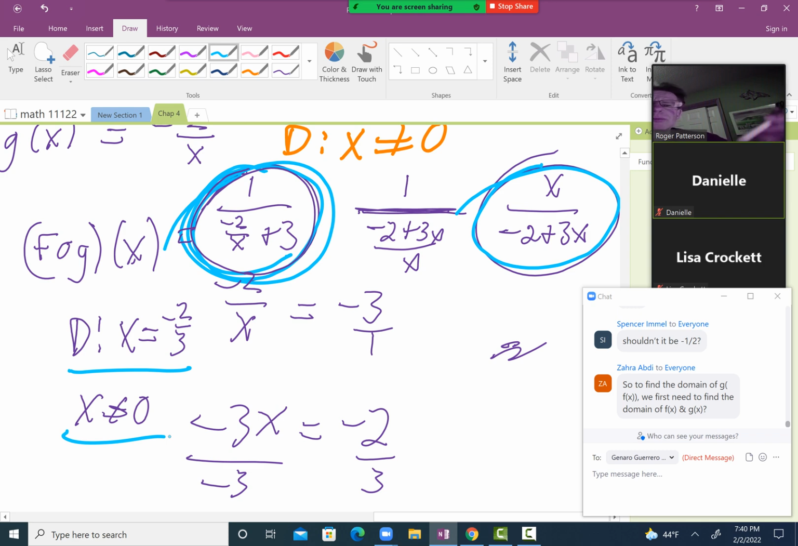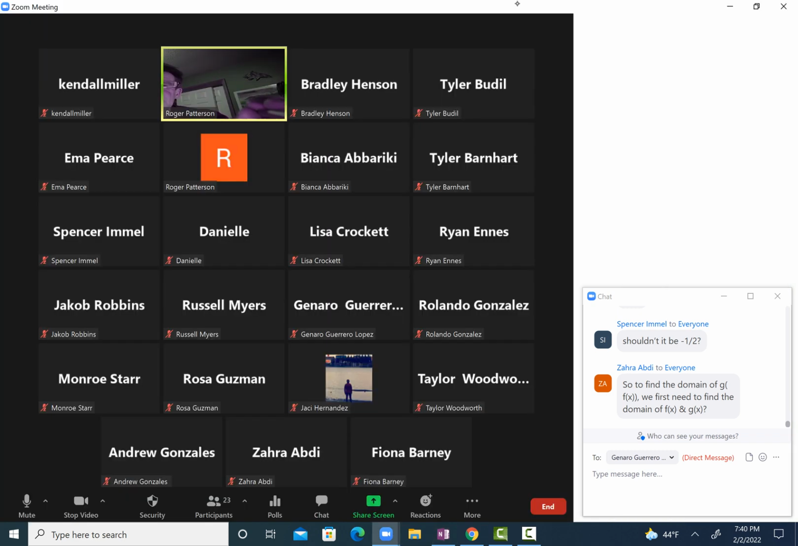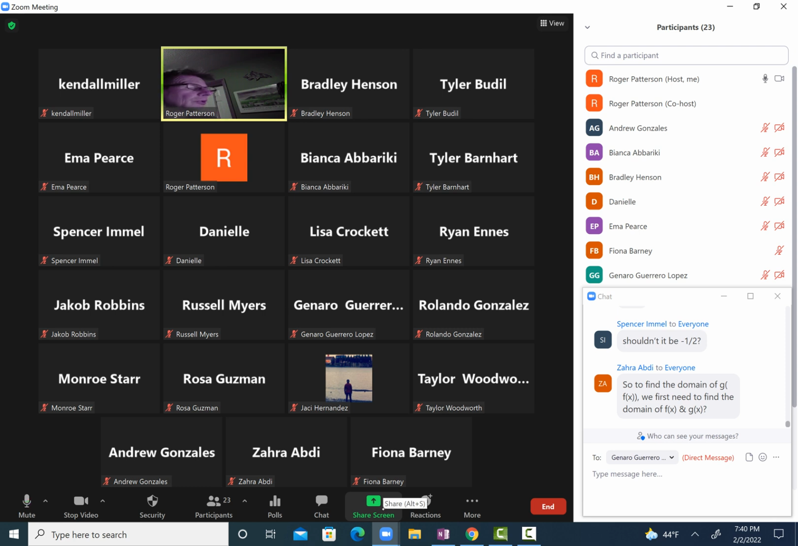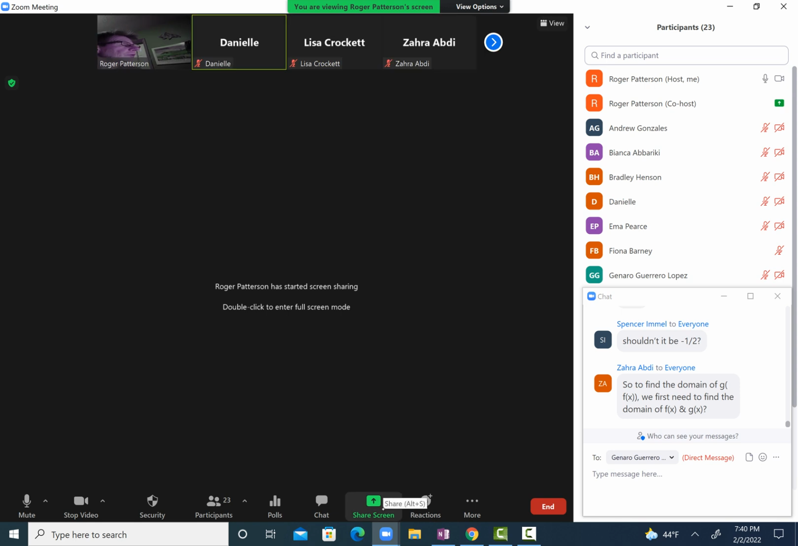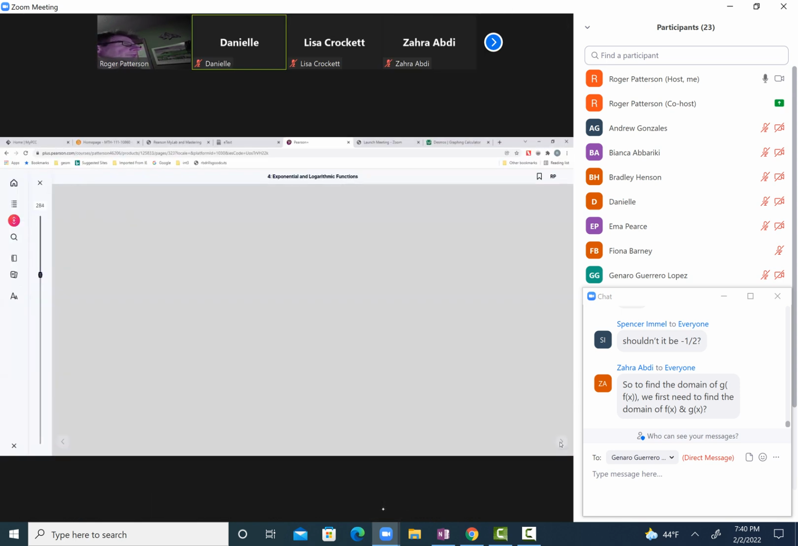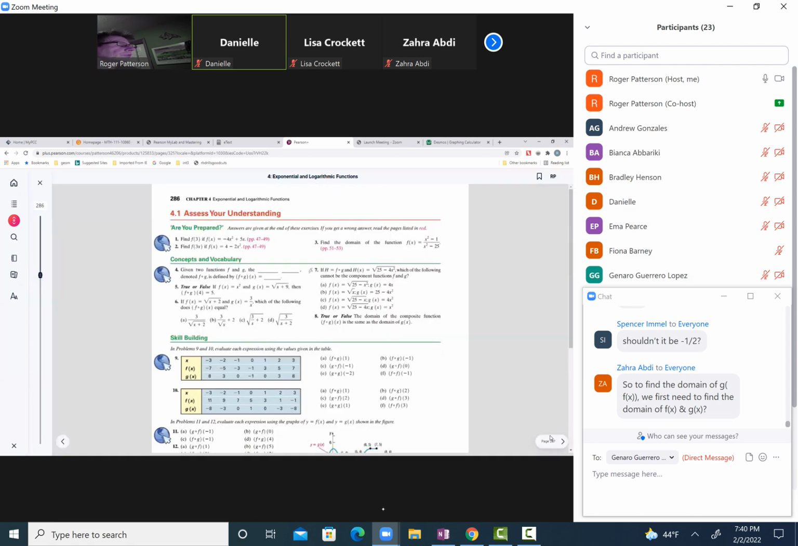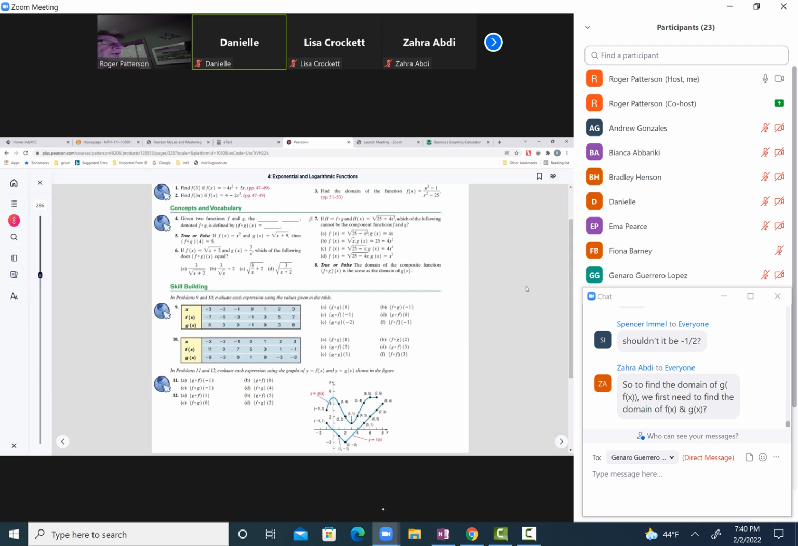Let me show you in the book. I want to show you some stuff in that, and then we're actually going to be done with this. Okay, I want to show you a couple compositions that they have here. So let's take a look at this table, for example. I think this is one of our problems, but that's okay. We can look at number 9. So number 9, we're going to use this table here.